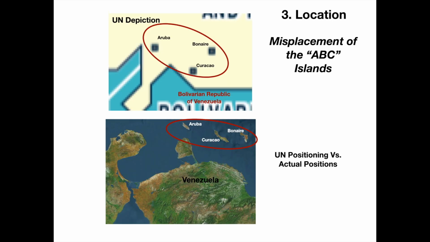Location is off as well in many cases, and I won't go into great detail here, but I'll just show you a UN depiction of the so-called ABC Islands, which are affiliated with the Netherlands. They're not, they have complicated relations with the Netherlands, just put it that way. On the bottom, I have an actual satellite image showing the position, and then I'll just show where the United Nations in their second map would actually place them, pretty far off from where they're actually located.